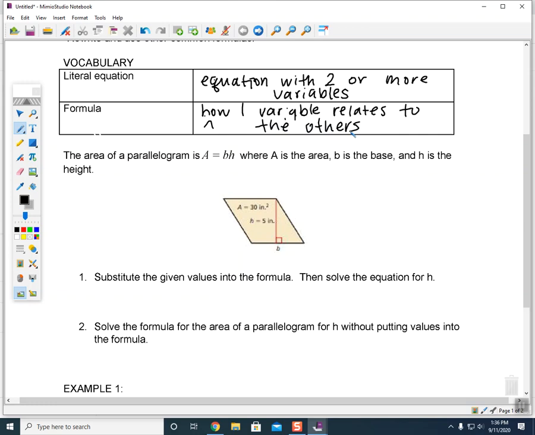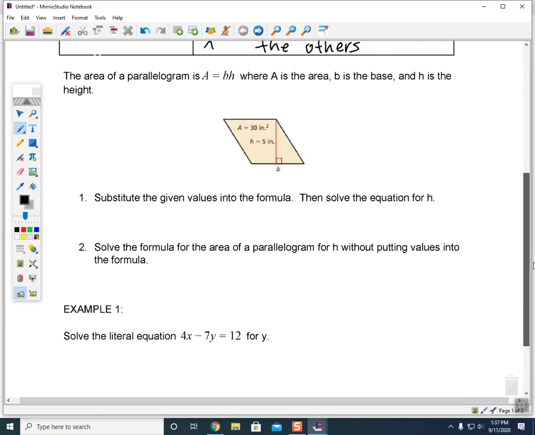So a formula is a type of literal equation. The literal equation is like the umbrella term. Okay, it goes over everything. A formula is a type of literal equation. It goes underneath it. So they're related to each other.